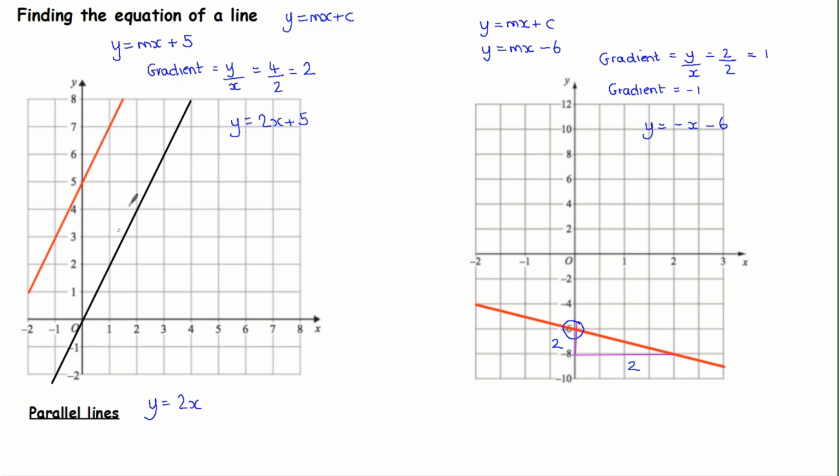Now it doesn't matter if it's the same gradient and it crosses here, or it crosses at 1, or it crosses at 2, as long as it has the same gradient, it is parallel. So in this case, I've just got a line y equals 2x because it crosses at 0, or I could have y equals 2x plus 4, or I could have y equals 2x minus 3. It really doesn't matter what the y-intercept is as long as your gradient is the same.